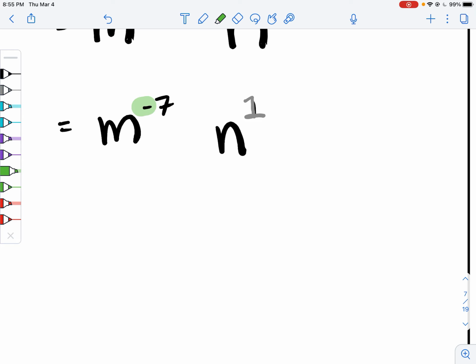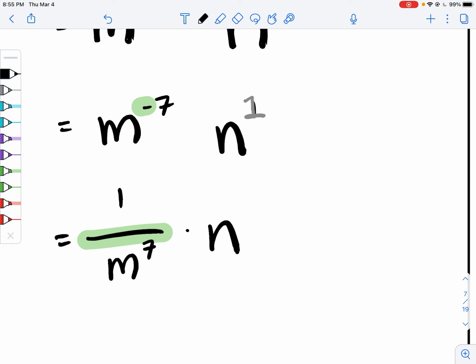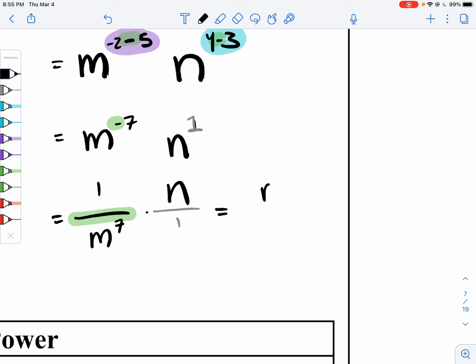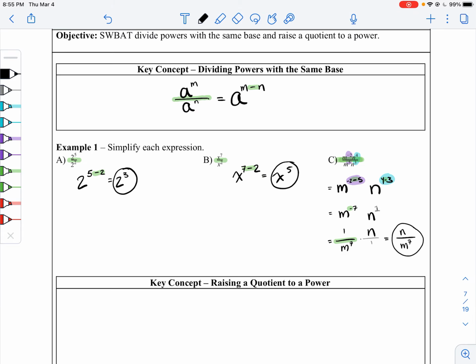Oh my goodness, look at this negative. What does it remind you of? Well, it reminds me of a divide sign. So we have 1 over m to the 7th power times n. And when you have n, that's just n over 1. So we can multiply these two together. Top and bottom gives me 1 times n is n. m to the 7th times 1 is m to the 7th. So overall, we get n over m to the 7th power.